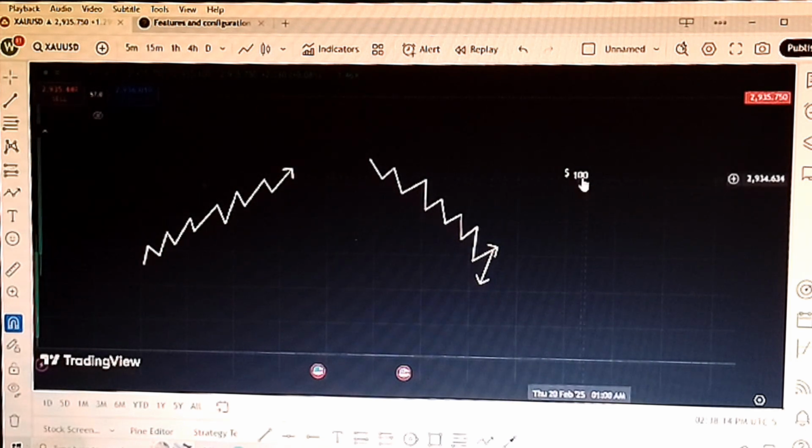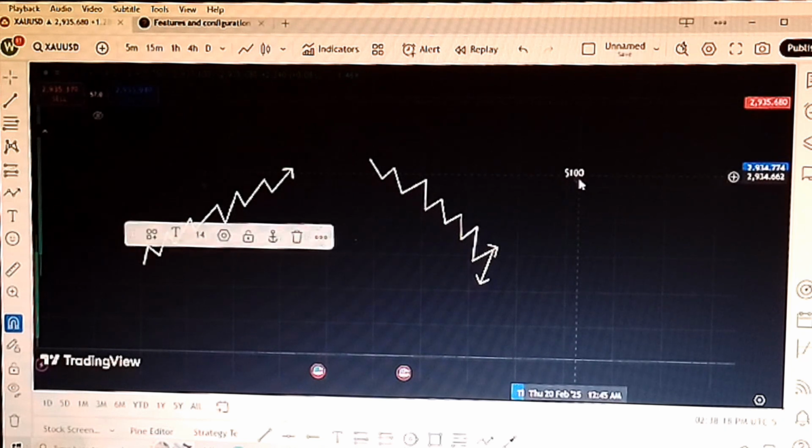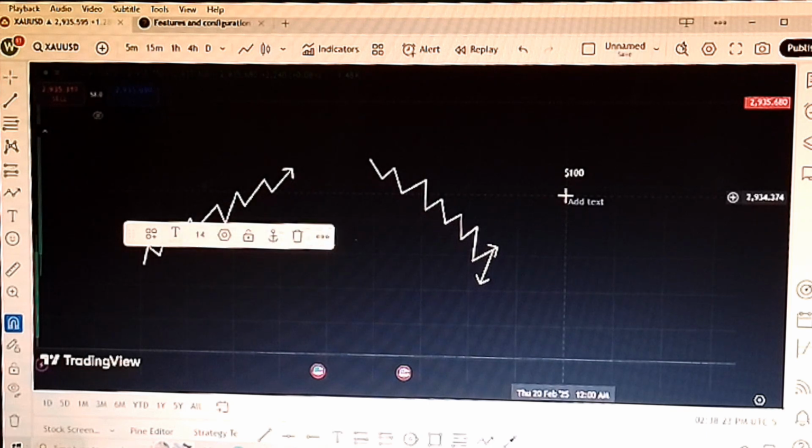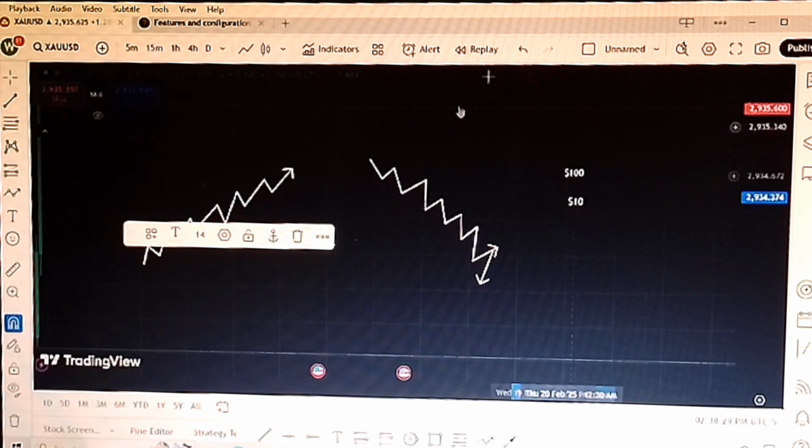I'm risking 10% of this $100. I want to risk 10% from this $100. 10% of $100 is $10. We'll still confirm from the position size calculator.